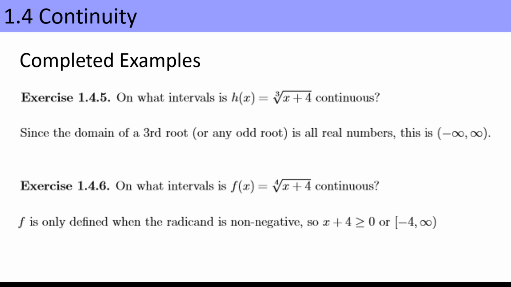And exercise 1.4.6. On what intervals, if any, is the function f of x equal to the fourth root of the quantity x plus 4 continuous? F is only defined when the radicand is non-negative, so we must choose that x plus 4, which is the argument under the root, is equal to or greater than 0. When solved, we get the interval with a bracket because negative 4 is okay. We can have a 0 under an even root. So bracket negative 4 to positive infinity.